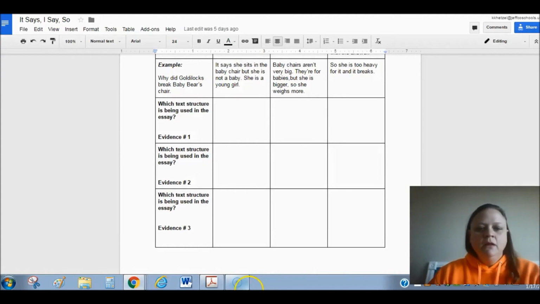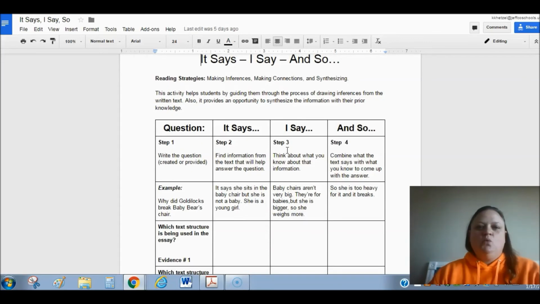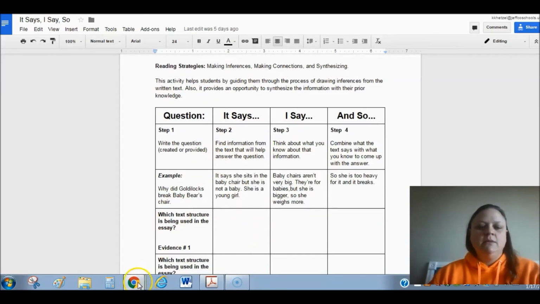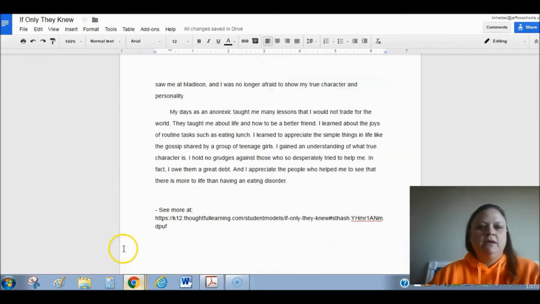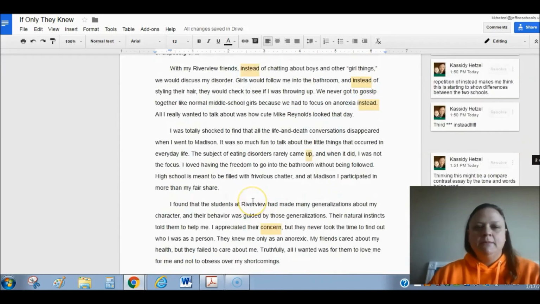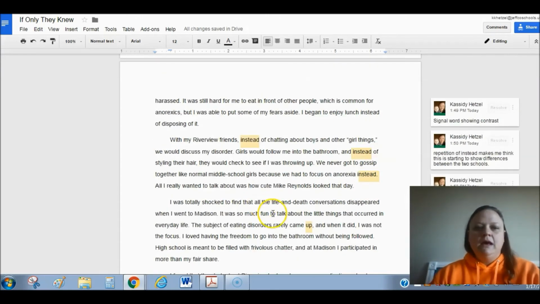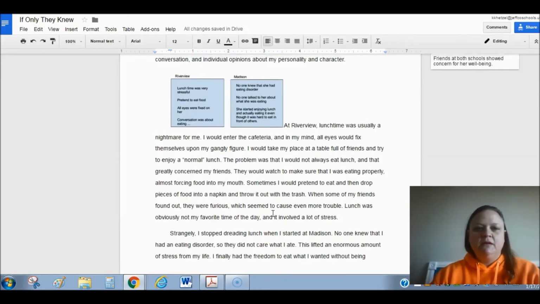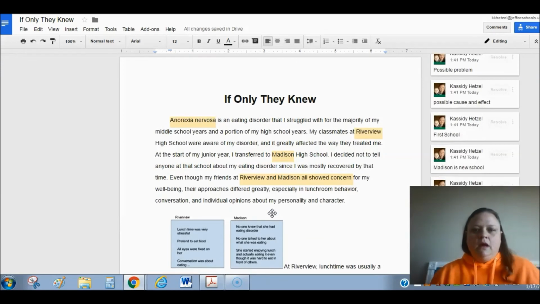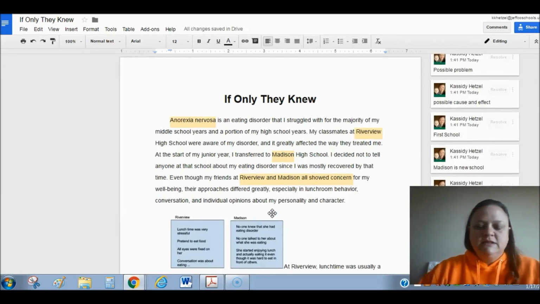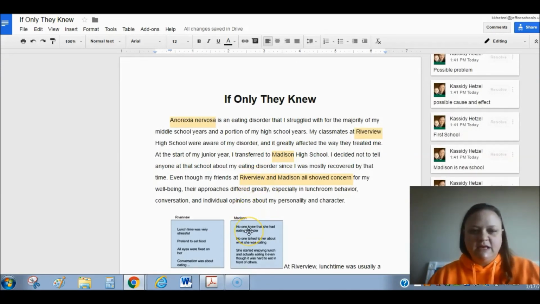Okay, good enough. So which text structure is being used? What does the text say? So I'm going to come back over here and go into my text, and I'm going to look for specific examples from the text that will help me. Okay? So at the very beginning up here, we've got our little notes that we've taken.